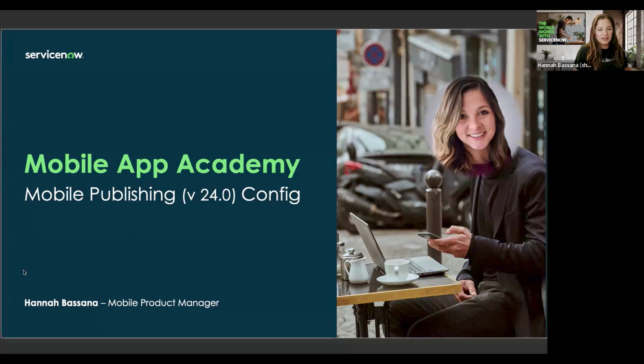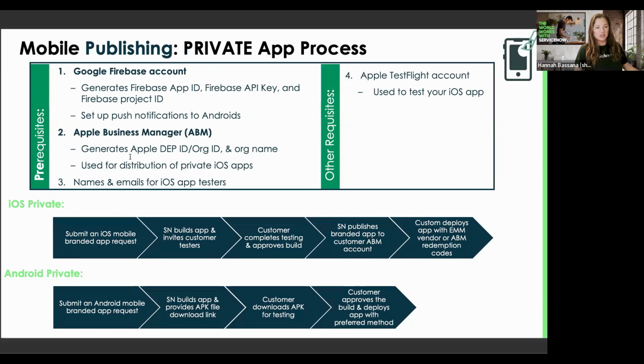This is, again, the Mobile Publishing 24.0 version, which goes out in November 2024. And I'm going to go through each of the configuration options. So the first scenario I'm going to go through is the private app process. And we're going to actually use an MAM vendor as well for this one. So let me show you how to get started.